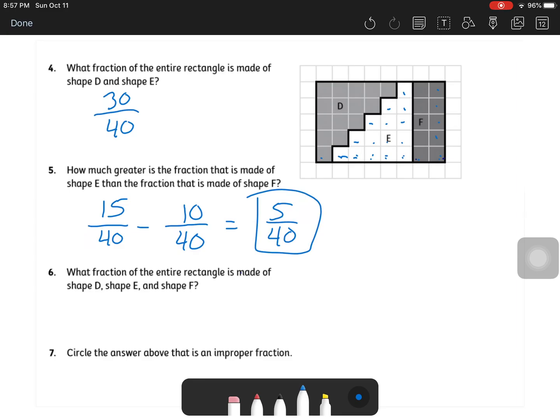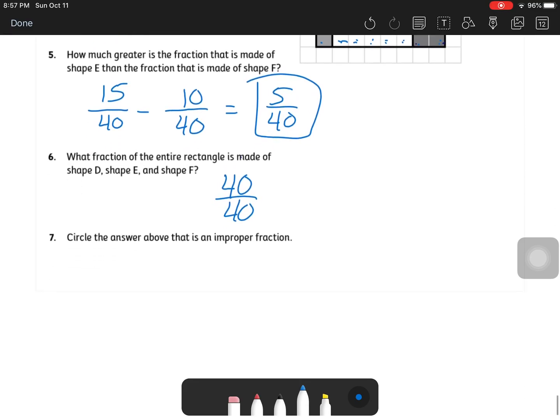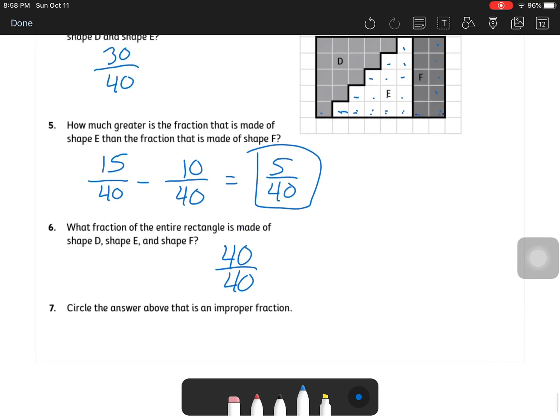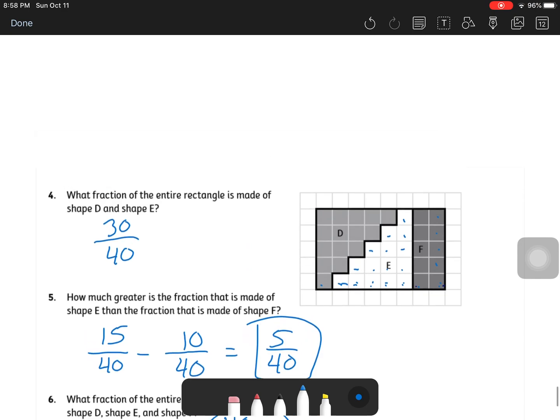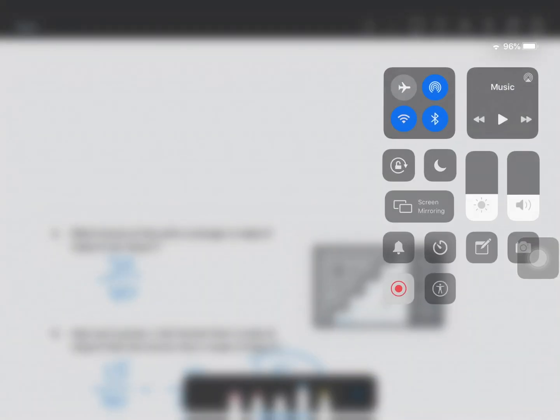Number 6, what fraction of the entire rectangle is made up of D, E, and F? Well, that's easy. That's all 40, right? 40 out of 40, because that's everything. Circle the answer above that is an improper fraction. Well, this one's the improper fraction, because it's the same number on the top and bottom. Okay, so those are your notes for 2.11.